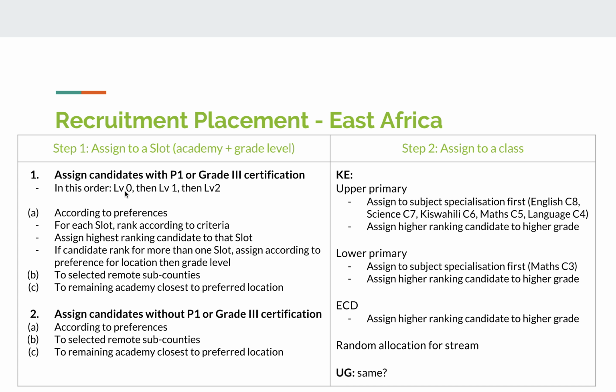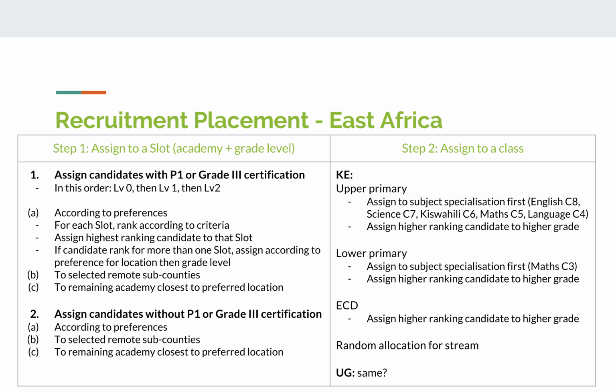Firstly, we assign candidates who have level 0 P1 certification according to their preferences, and then we assign candidates with level 1 according to their preferences, and then level 2 according to their preferences. So within this bracket, there is also this priority. After doing that, some of these candidates will go away with their preferences, and hopefully that will be a big part of it. And then the second part is assigning them to remote sub-counties.